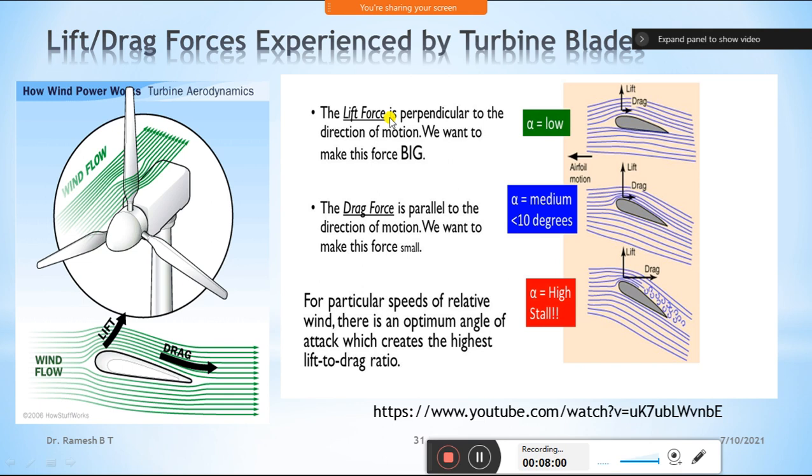By definition, the lift force always acts perpendicular. You can observe in the slide, it always acts perpendicular to the direction of the motion or airflow, while the drag force acts in the direction of the flow. Just observe the drag force, it is along the direction of the airflow, but the lift force is always perpendicular to the direction of the airflow. That is the difference between the lift force and drag force.